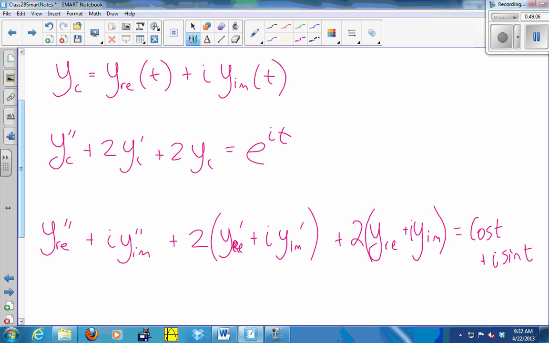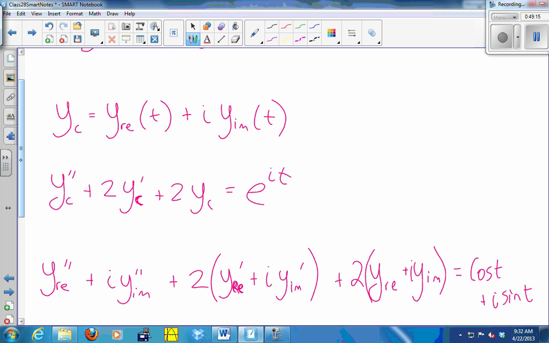This says RE for real. Oh, these are all C's. Yeah, these are all C's. Sorry, I'm just plugging this complex valued solution into the differential equation.